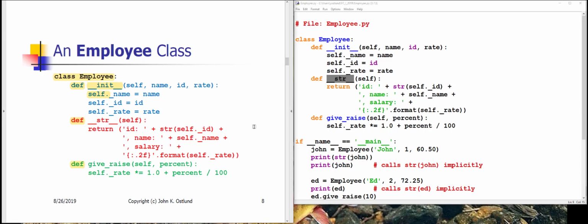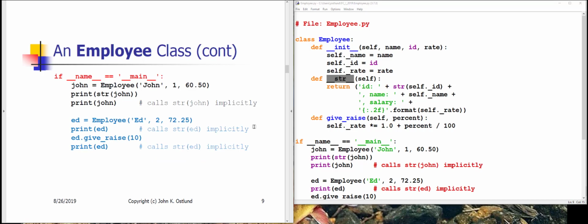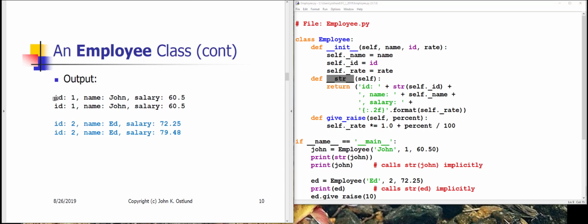Now, when I run this program, slide 8 is my class definition, slide 9 is the test code, and when I run this test code, what's going to happen here is that John is converted to a str. That str is then printed. And my output looks like ID 1, comma, space, name, colon, John, comma, space, salary, colon, 60.5.